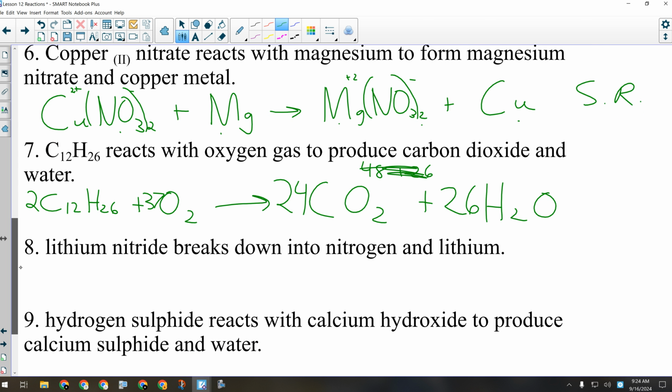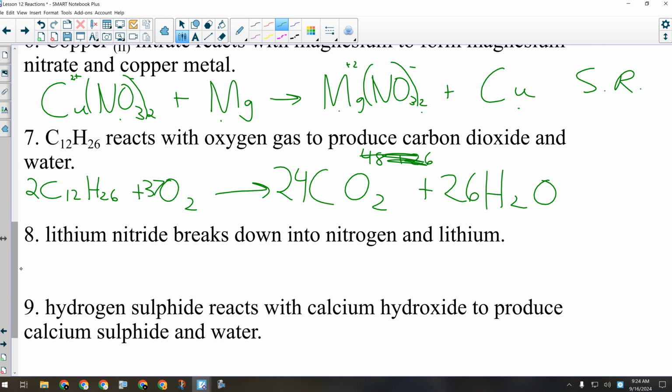Number 8. Lithium nitride breaks down into nitrogen and lithium. Li with N. That's a +1. That's a -3. Li3N.